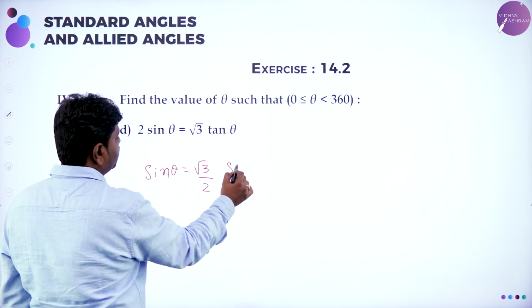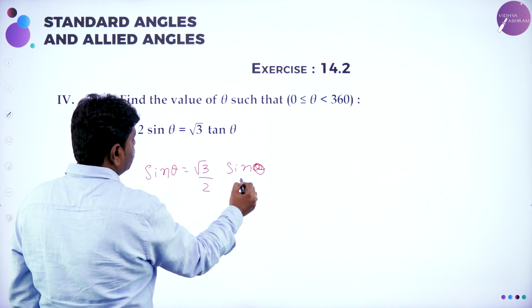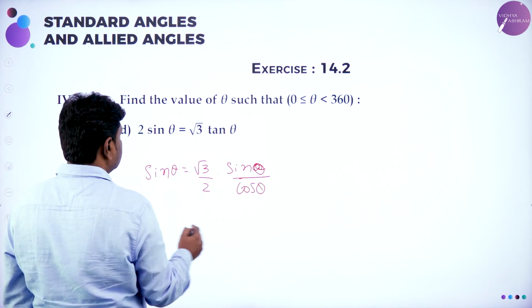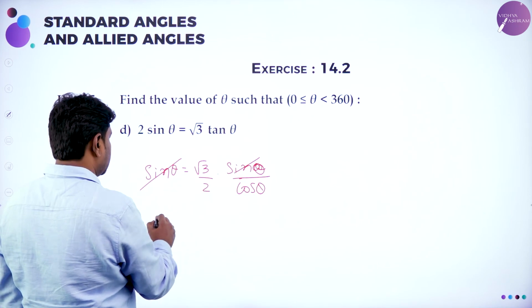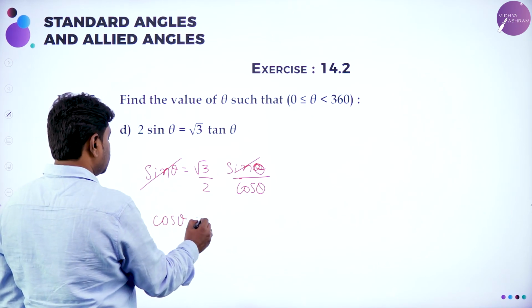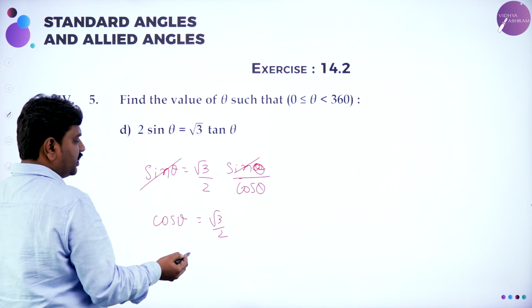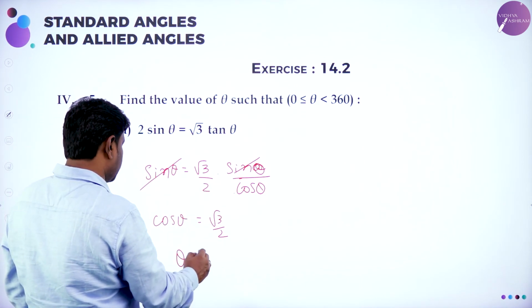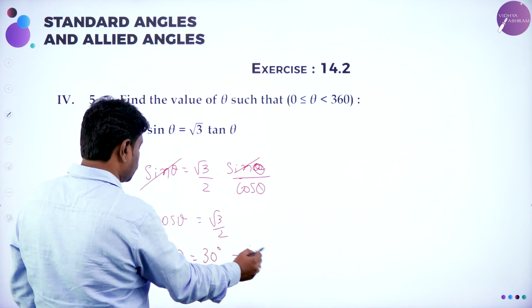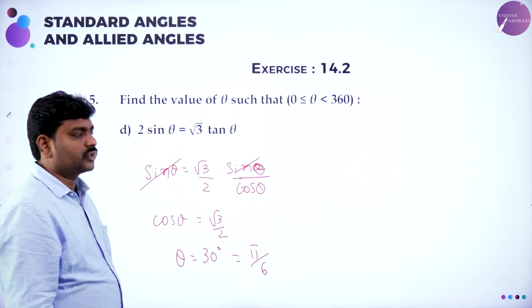In place of tan, can I write sin theta by cos theta? So that sin theta cancels, bring cos to the LHS, it will become cos theta is equal to root 3 by 2. So cos theta is root 3 by 2. In the cos table, we'll get root 3 by 2 at 30 degrees. 30 is also called pi by 6.